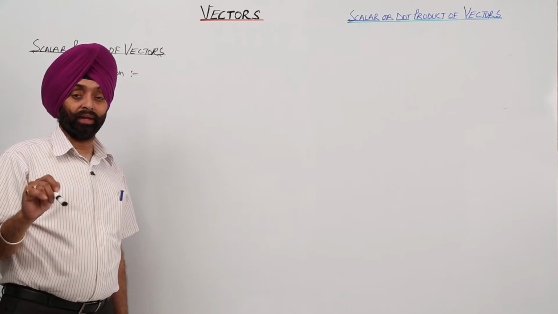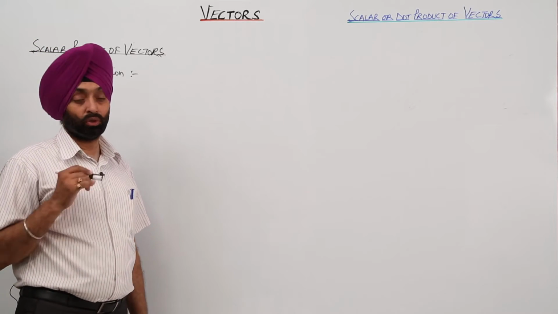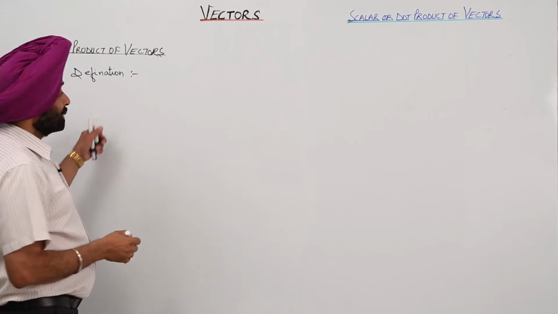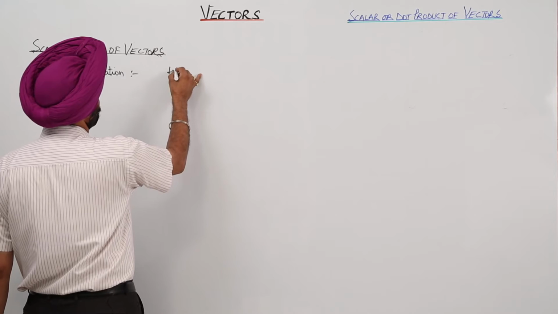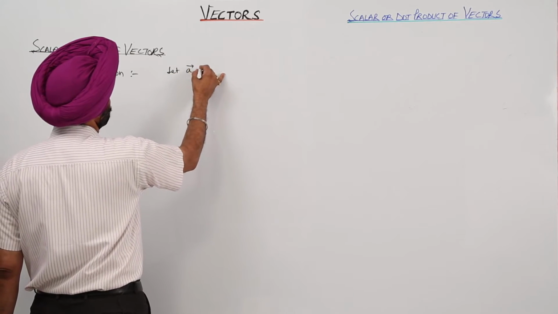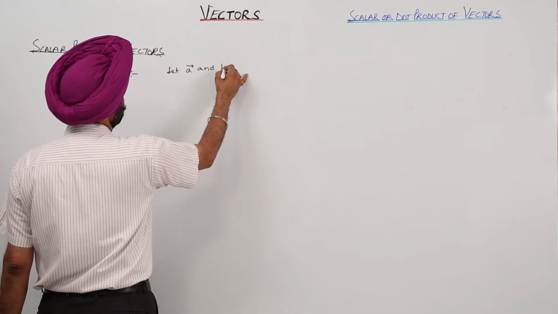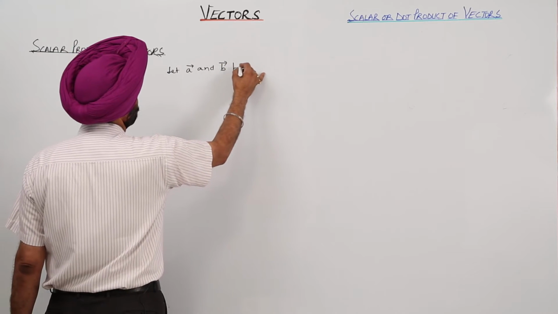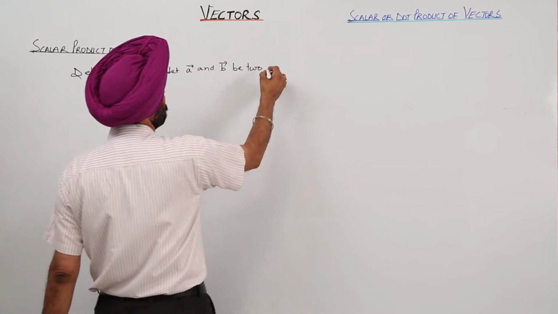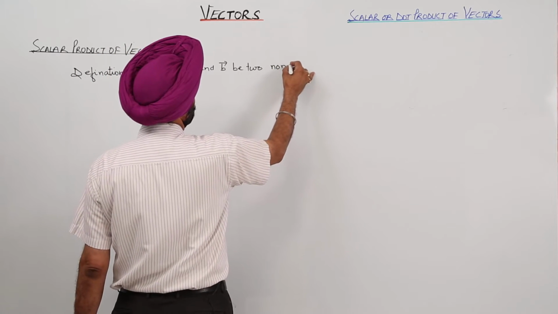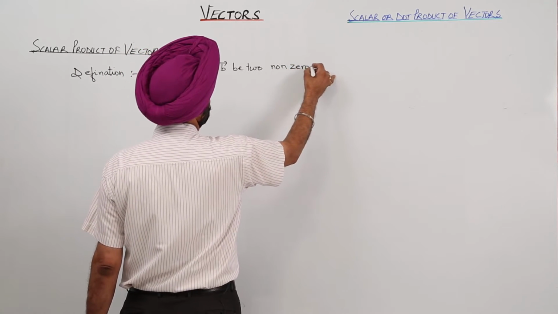Now let's define the scalar product of two vectors. Now, definition. Let vector A and vector B be two non-zero vectors.